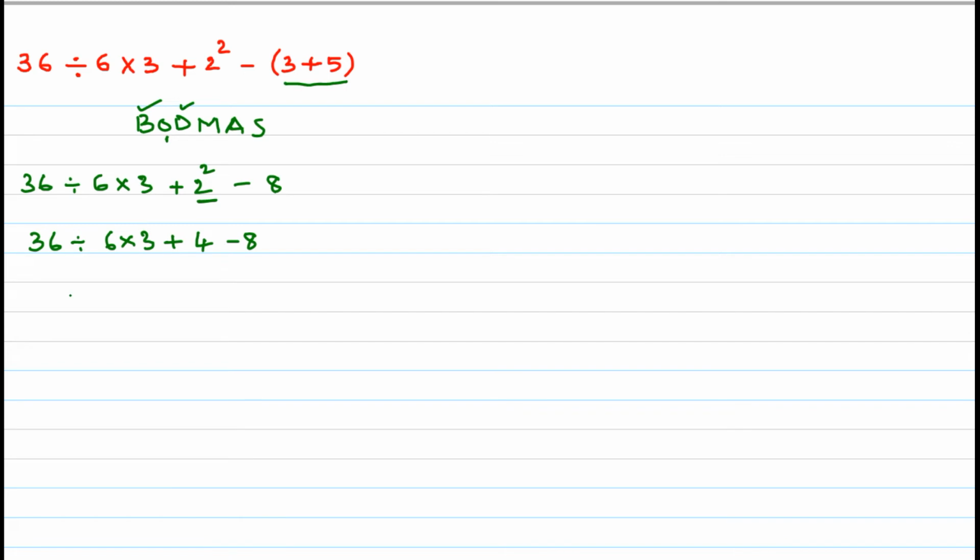Now coming to division, so I need to divide that. 36 divided by 6 is 6 into 3 plus 4 minus 8. After that, I need to go ahead with multiplication. So 6 into 3 is 18 plus 4 minus 8. Then I have to see addition. So 18 plus 4 is 22 minus 8. Next I need to see subtraction. 22 minus 8 is 14. So this is the answer. In this way we need to follow. Okay, let's move on to the next problem.